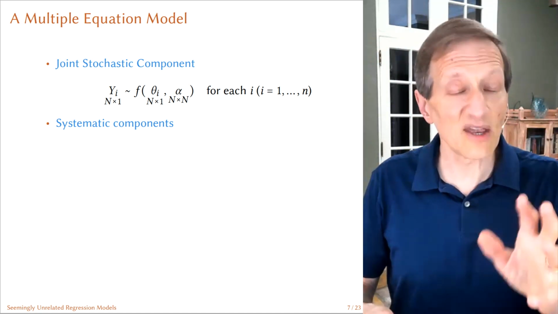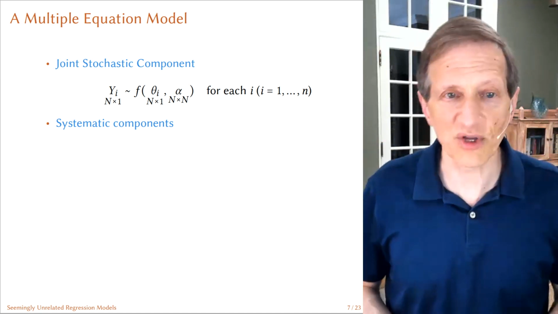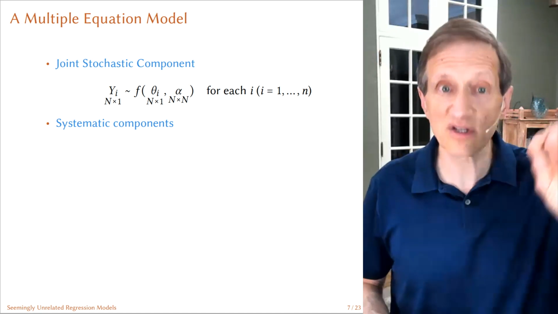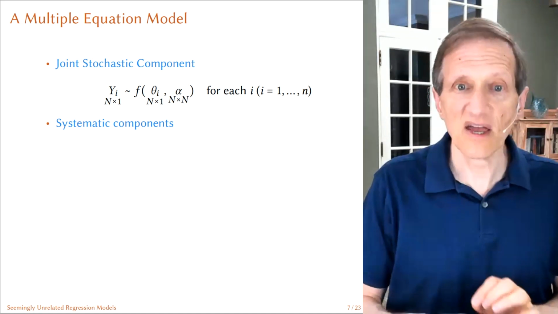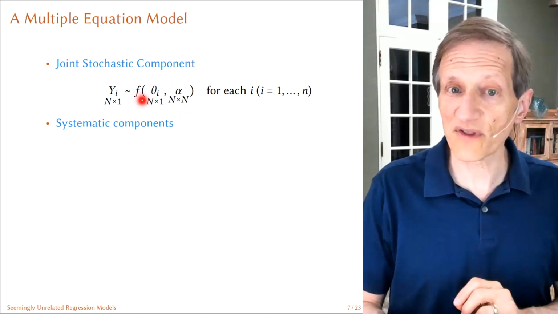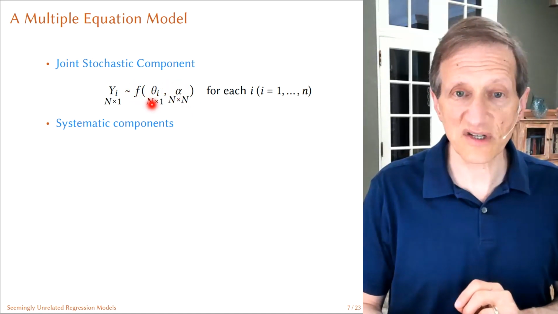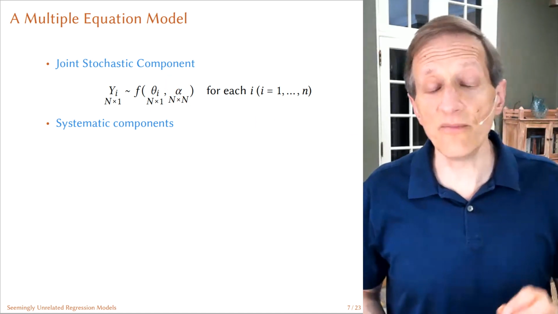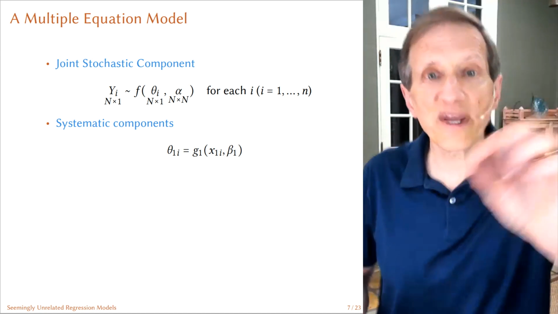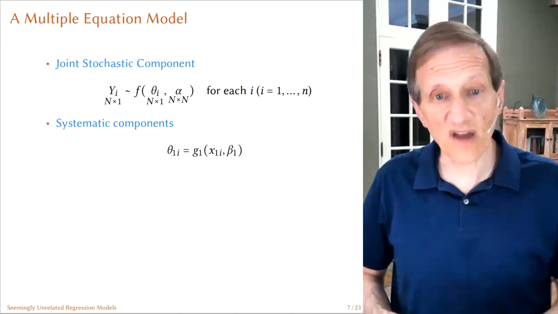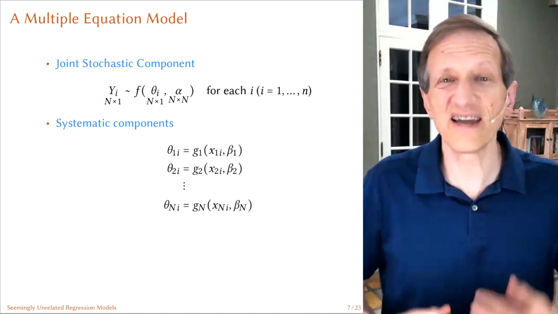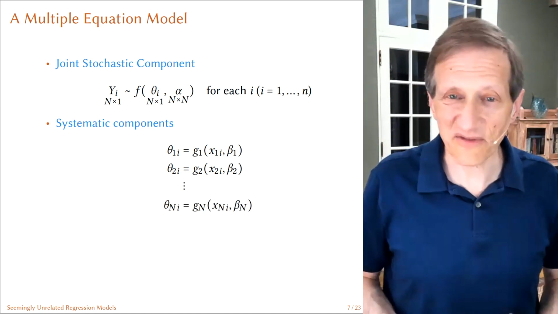Okay, so let me go on and continue to define this multiple equation model. So now we have the systematic components for the stochastic component. The stochastic component has capital N of these things. Remember, this is the part with the stochastic component. This with the systematic component, this is not. So let's write down the systematic components, one for each element of theta. So here's one for the first element of theta. Here's one for the second element of theta, all the way down to the capital Nth element of theta.